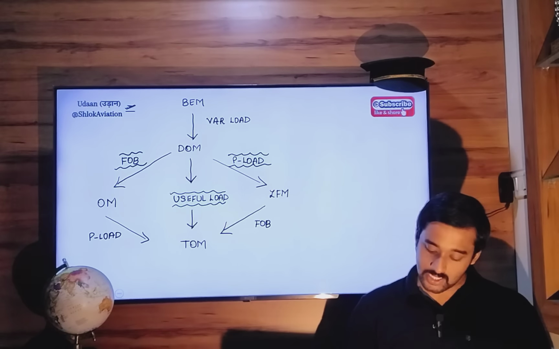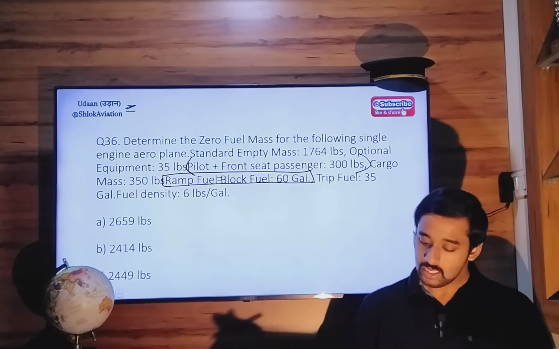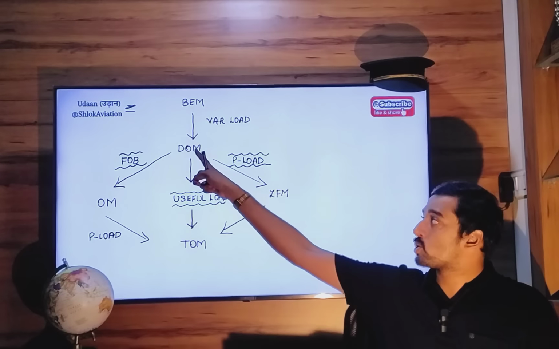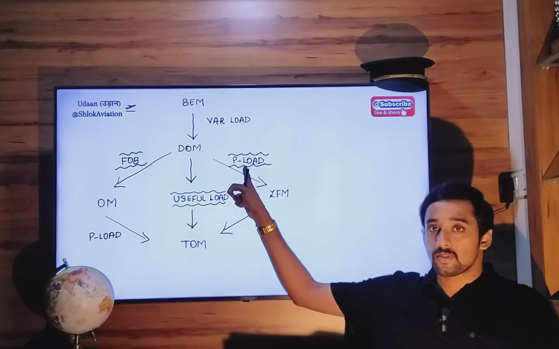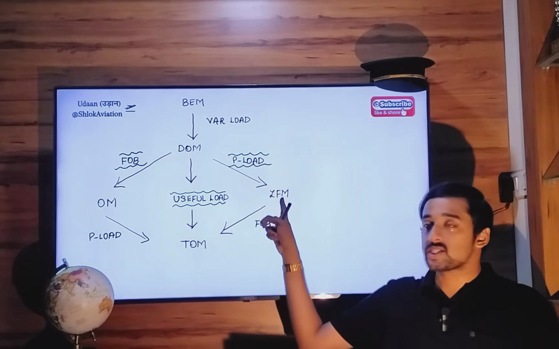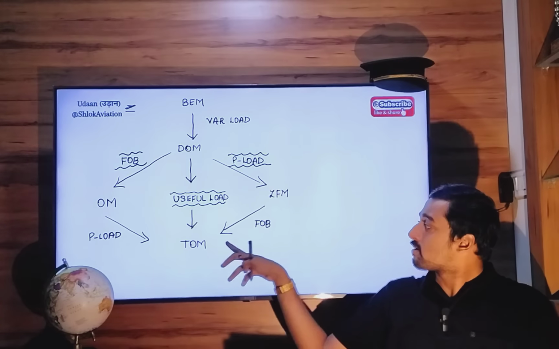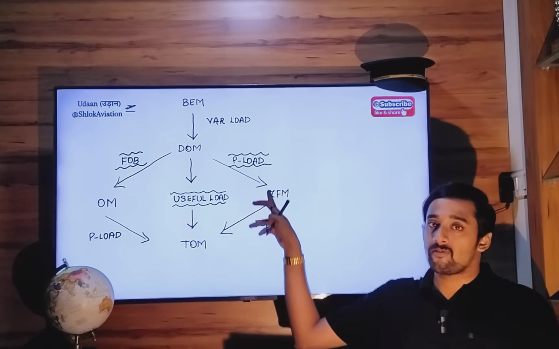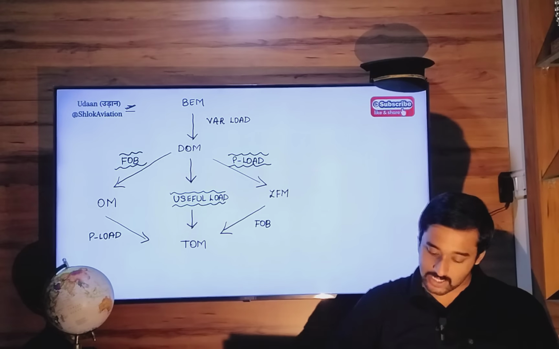Now we want to find zero fuel mass. You can find zero fuel mass if you know DOM and payload. So DOM plus payload is zero fuel mass, or takeoff mass minus fuel on board will give you zero fuel mass. So there are two ways.